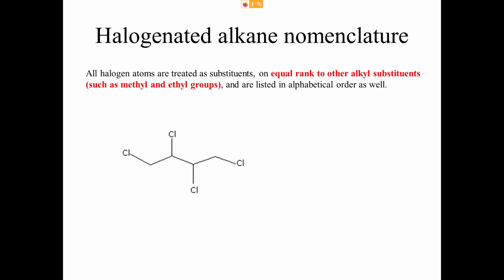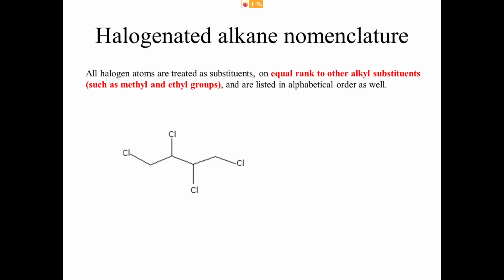Okay, so here's an example. Let's walk through this one together. I want to name this thing. It has a certain number of carbons, so many hydrogens, and also some chlorines. We have to explicitly show the chlorines because you won't know otherwise. But we treat the chlorines as we would treat any other substituent.